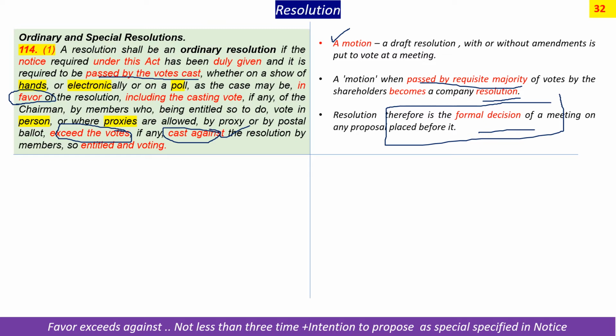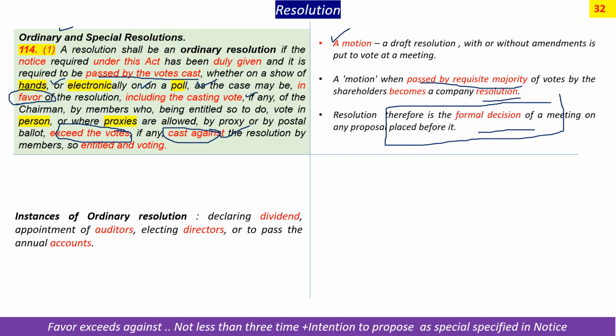Now, what votes are included here? All votes, whether by show of hands or by electronic or by poll, and also by casting vote in case of equality of votes. Therefore, simple, in ordinary resolution, you take favor against, and favor has to be more than against to carry an ordinary resolution.